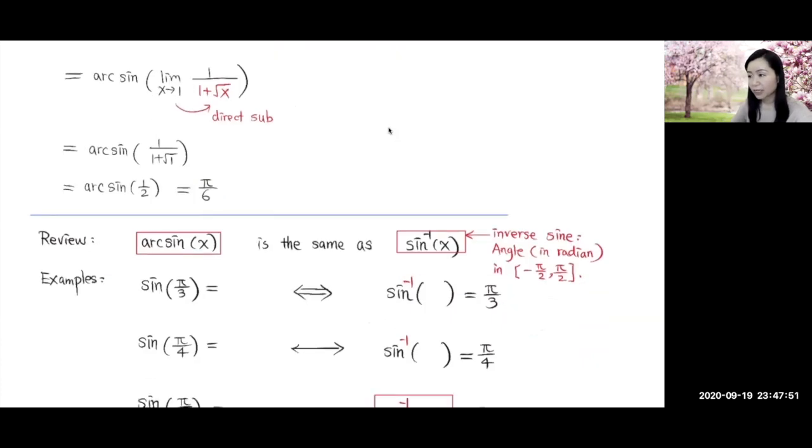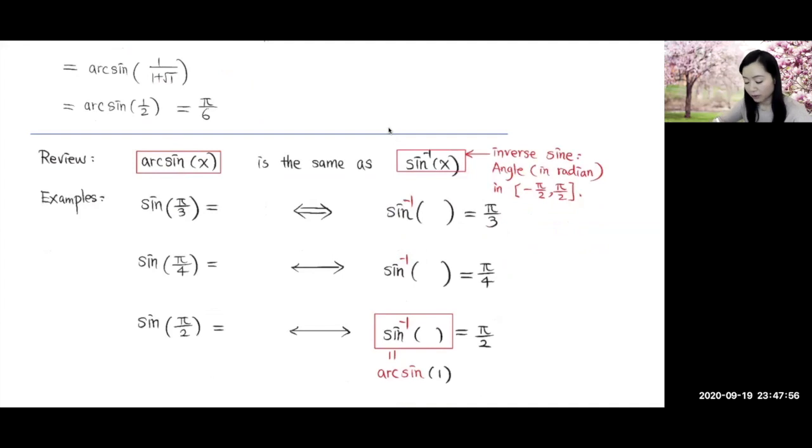Now, some of you might forget what arc sine is, so I'm just going to give you a quick review to refresh your memory. Arc sine of x is the same as inverse sine of x. It's an inverse function of sine. Whenever you see inverse sine or inverse cosine, think about those as an angle. This is an angle in radians, in -pi/2 to pi/2, such that sine of that angle is equal to whatever is inside here, which is x.